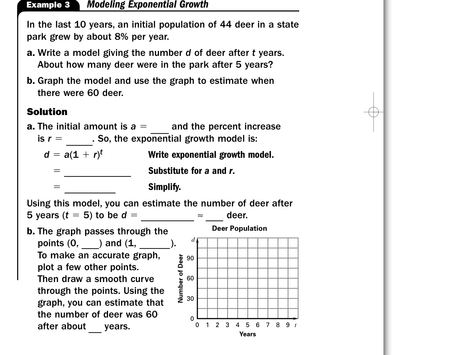8.1, Example 3, Modeling Exponential Growth. So the example here says, in the last 10 years, an initial population of 44 deer in a state park grew by about 8% per year.